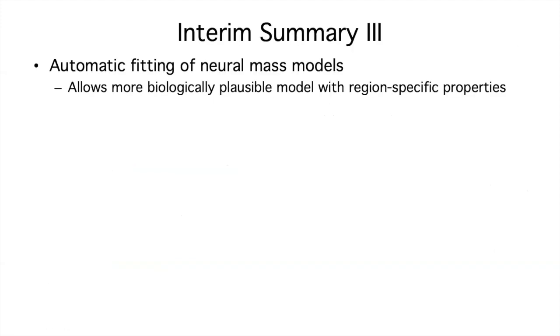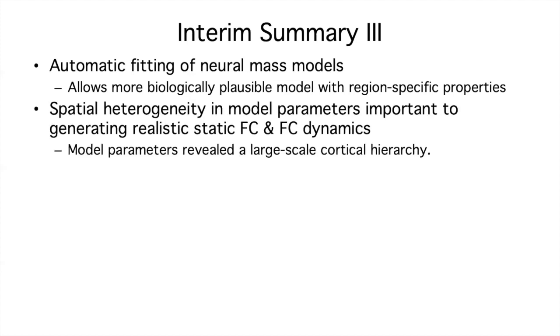So to summarize, we have demonstrated that it is possible to automatically fit a neural mass model. This allows us to explore more biophysically plausible models where each region has its own micro scale properties. By using the relaxed mean field model, we improve the agreement with static functional connectivity and functional connectivity dynamics. And what is very cool is that the estimated model parameters reveal this large scale cortical gradient.